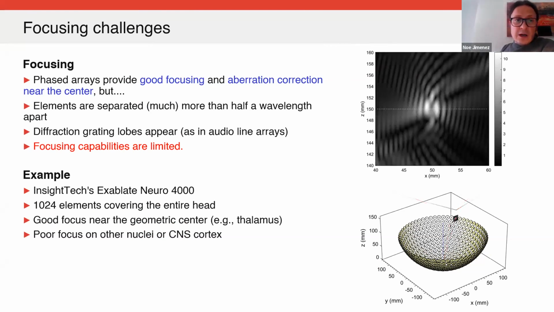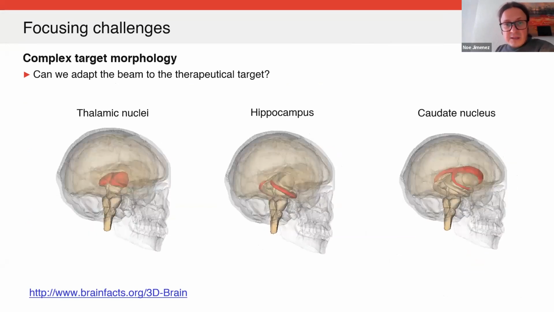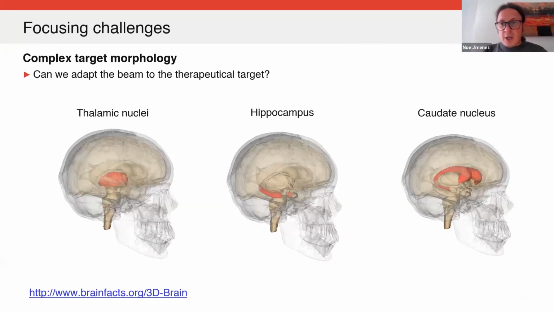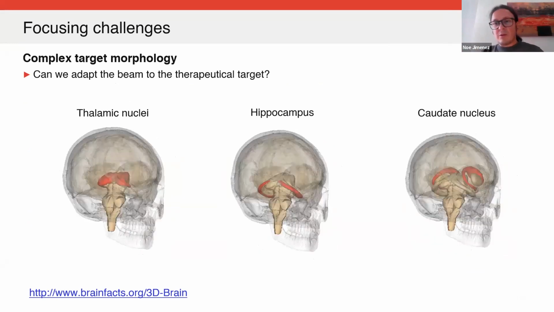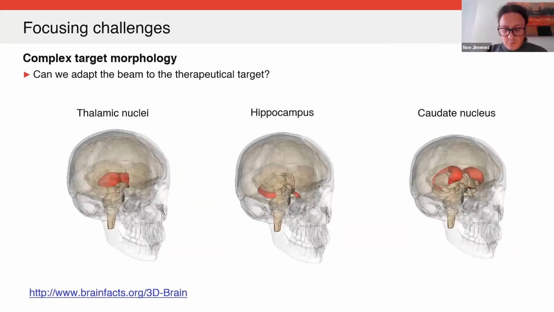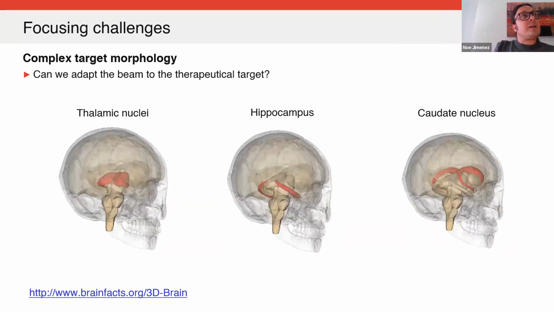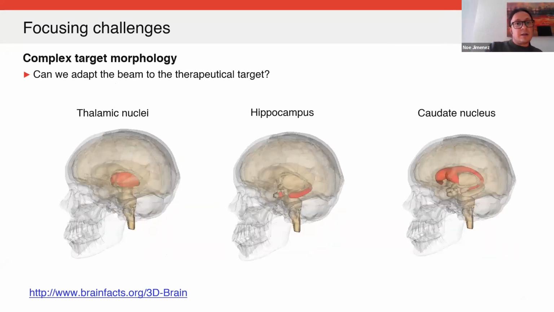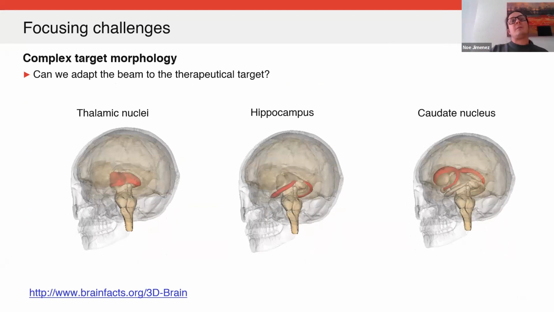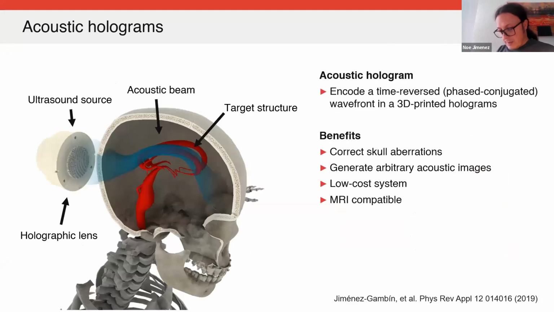In addition, if you look at how these therapeutical targets look like, we have these marvelous three-dimensional shapes, like hippocampus or caudate nucleus. They have strange shapes in 3D. So it will be very interesting to adapt the focal spot in a single shot, without these phase arrays, with a metasurface, to adapt this beam to the target.